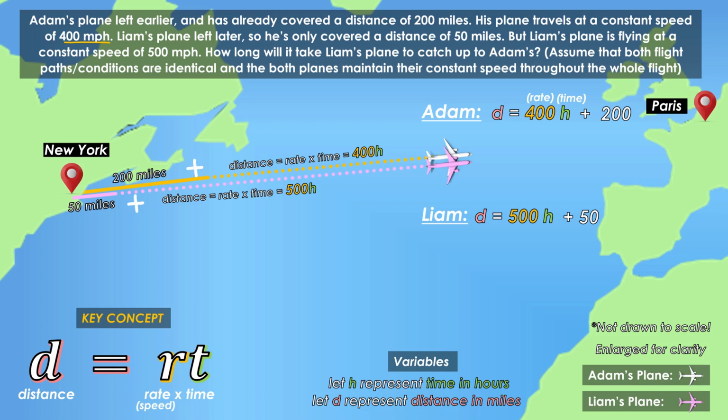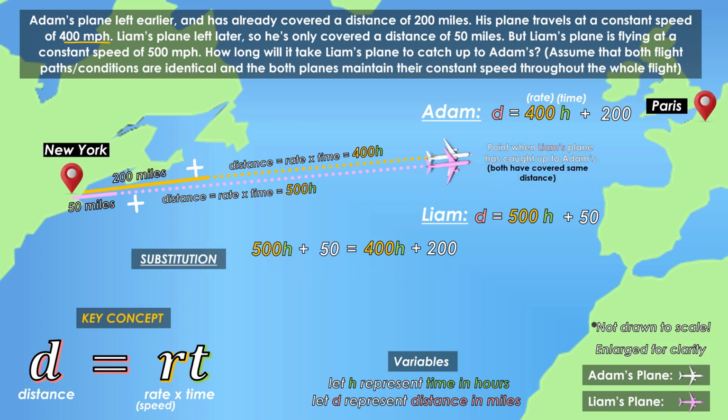Now we have a system of equations that represents this situation. Substitution works best in a situation like this, where you have two equations that solve for the same variable. When you have something like this, you can sub out the d in the first equation with 500h plus 50, because the second equation tells us that d equals 500h plus 50.